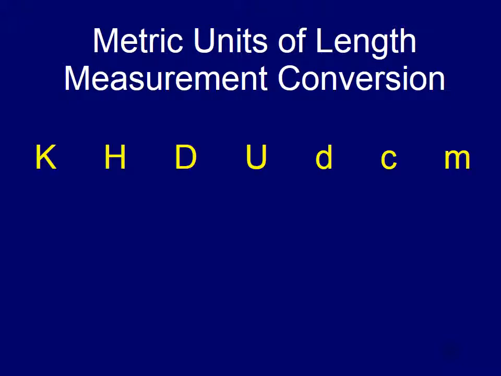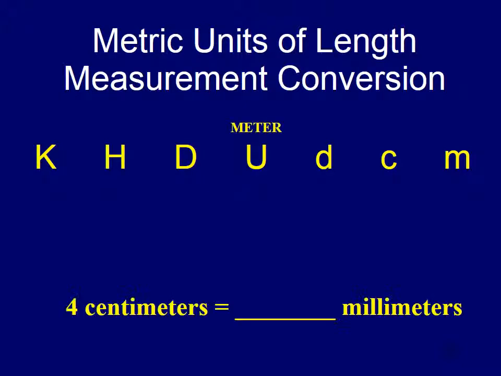All right, let's do one more. King Henry doesn't usually drink chocolate milk. Meter. 4 centimeters to millimeters. Now this is one where some people get a little confused with the smaller ones. But still, if you use the diagram, placing the dot where you are, arrow showing where you're going, count how many place values, move your decimal that many place values, you have 40 millimeters.